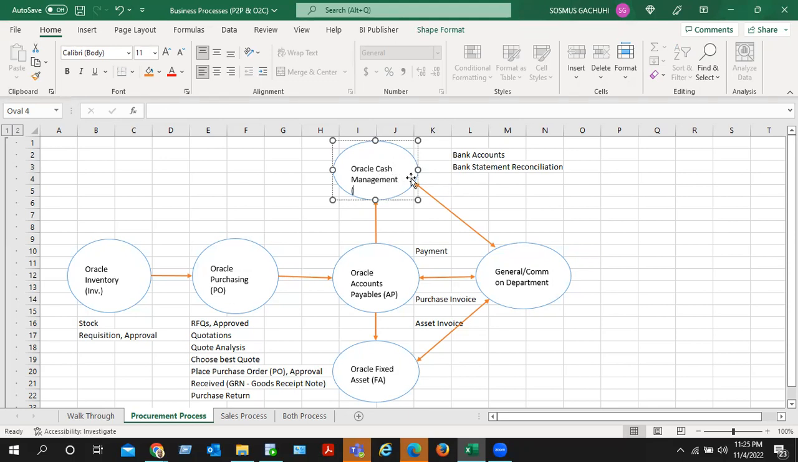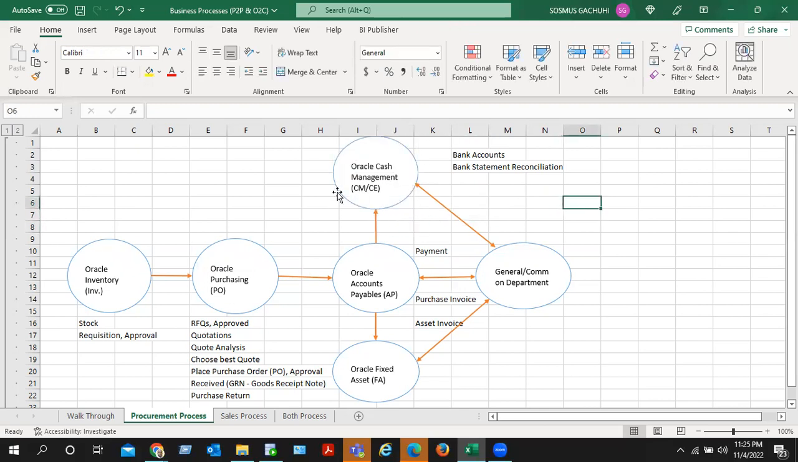Abbreviated as CM or CE. The reason why we have CM or CE, let me explain, is because we have an application by Oracle still called cost management. So to avoid confusion, Oracle directed that you can refer to cash management as CE. CE stands for cash entries.